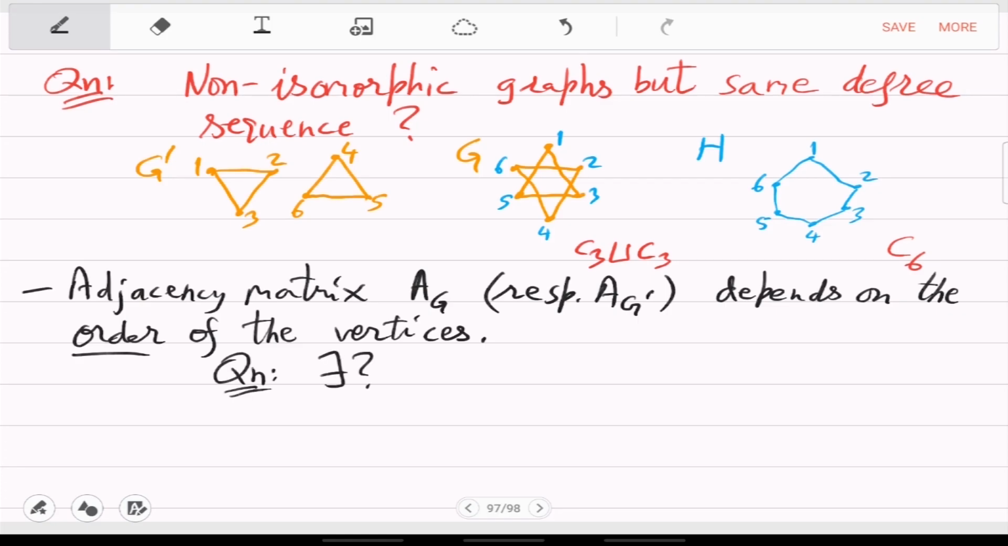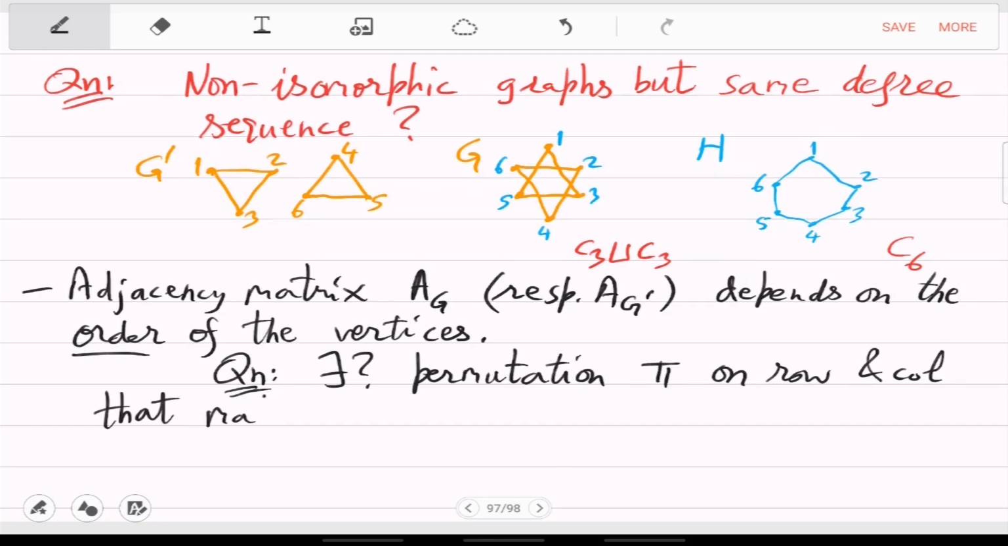So does there exist a permutation pi on rows and columns that makes AG the same as AG prime? Okay, so you have to ask this question.